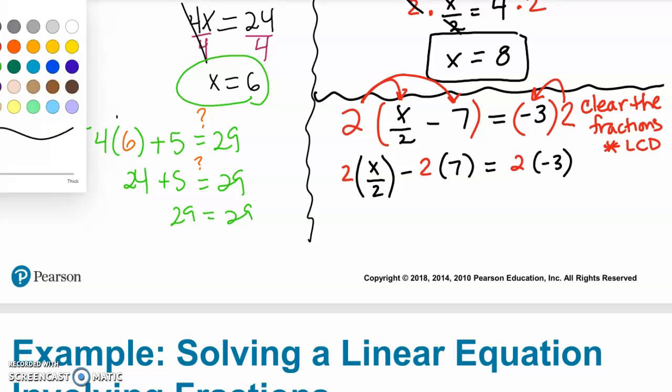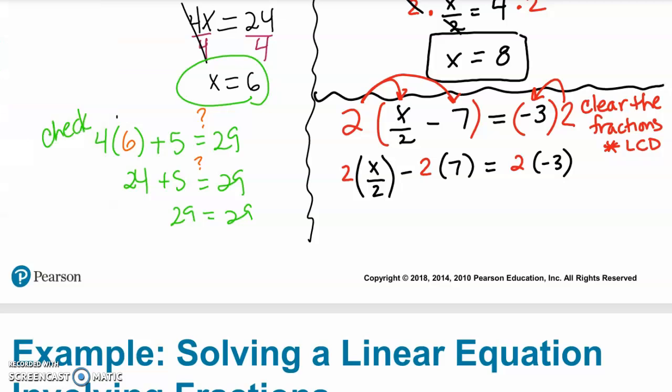The goal here is to get rid of the fraction. So it should divide out the fraction. If it doesn't, then you've chosen the wrong least common denominator to multiply by. This 2 divided by 2 is 1x. Here I get 14, and here I get negative 6.